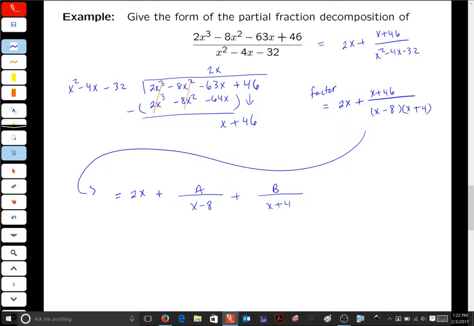Do you guys understand how to do the decomposition, how to write it in the fraction forms? If you can't do that, you can't do the homework today. That's where it all starts.